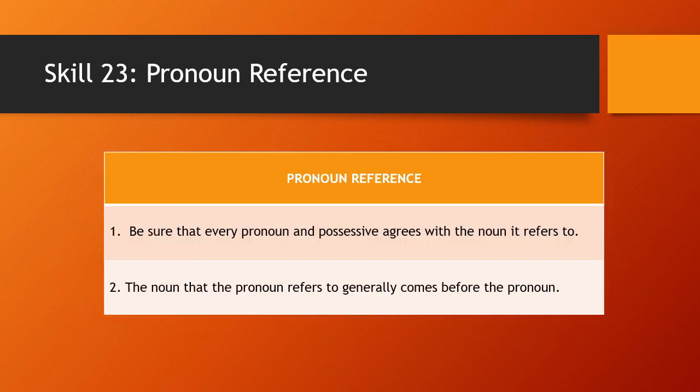All right, let's take a look at the chart here for pronoun reference. So the first thing to do is when you see a sentence, you must make sure that every pronoun and possessive agrees with the noun it refers to. And the second one, the noun that the pronoun refers to generally comes before the pronoun.